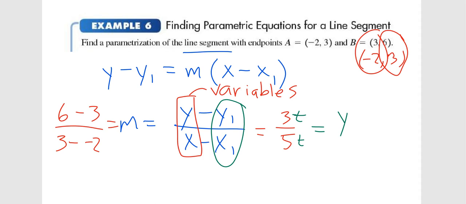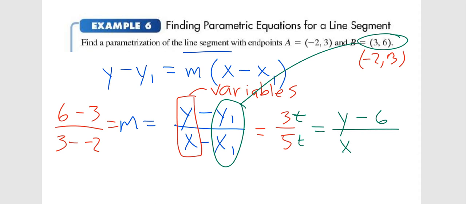Now let's go with Miss James. Which one of these coordinates would you like to pick? You can pick the first one or the second one. What do you want? Okay, she's going with B, 3, 6. That's the coordinate we're picking. So y minus 6 over x minus 3.